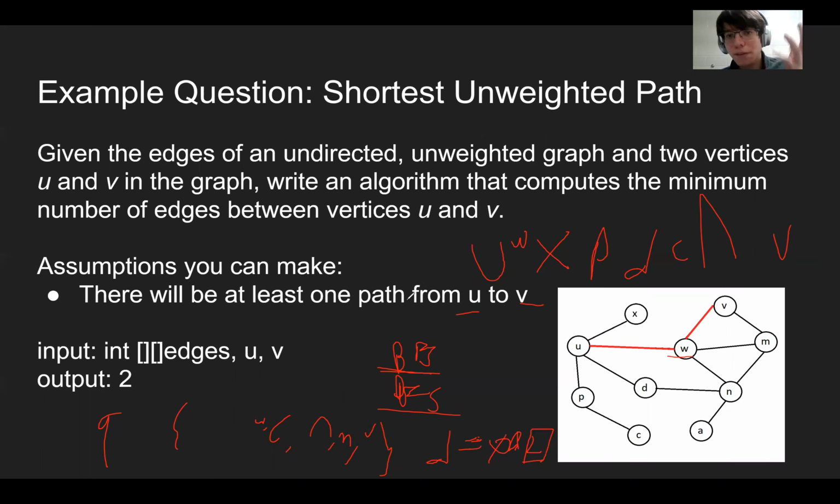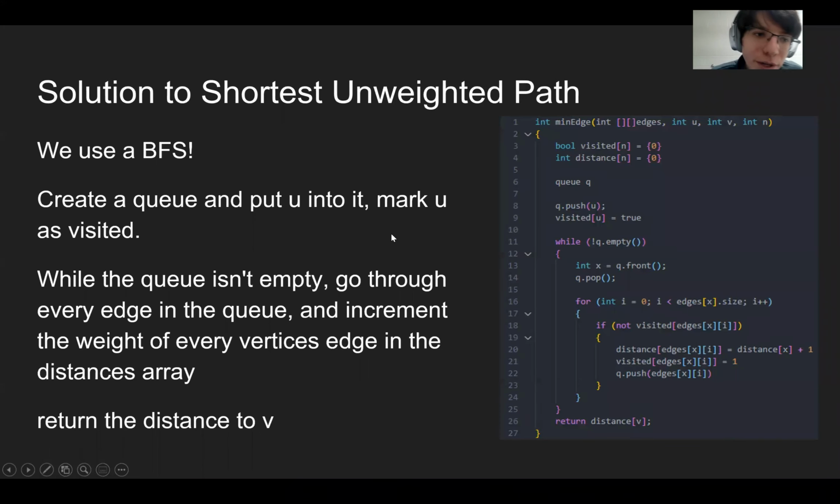Basically, it's just a BFS. And we just break out of the iterations if we find what we're looking for. Let's see the code for it. Exactly what we talked about. Create a queue and put U into it. Mark U as visited. While the queue is not empty, go through every edge in the queue and increment the distance of every vertex.